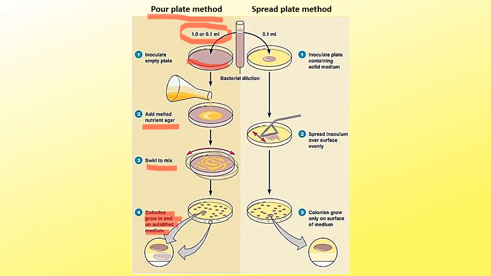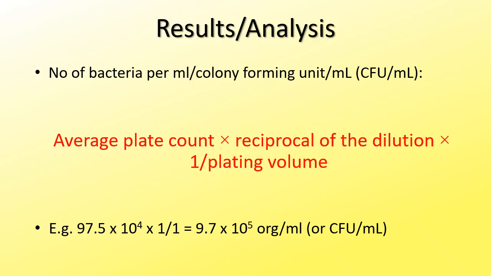and usually the colonies grow in and on the solidified medium. On the other hand, in the spread plate method, we transfer a limited amount of inoculum onto a plate that already contains a solid medium, which is the agar. After that, we use a spreader, which some people call a hockey stick, to spread the inoculum evenly on the surface of the agar. And after that, we incubate for 18 to 24 hours, and usually the colonies grow only on the surface of the media.